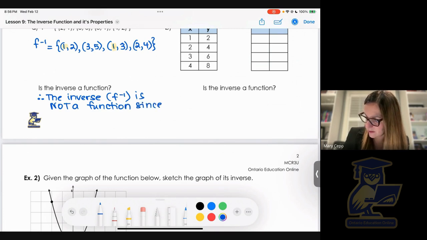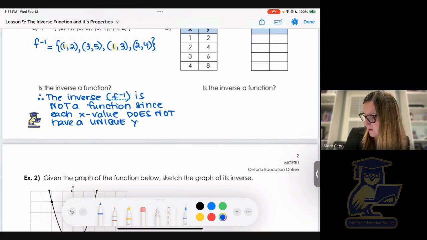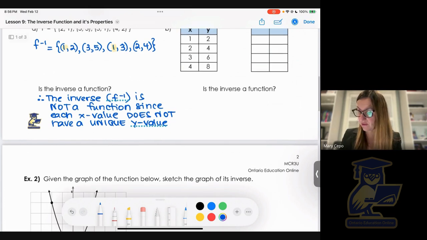since each x value does not have a unique y value. Because remember, by definition, each value of the domain has a unique value of the range. In this case, that's not the case. X repeats itself, so therefore this is not a function.